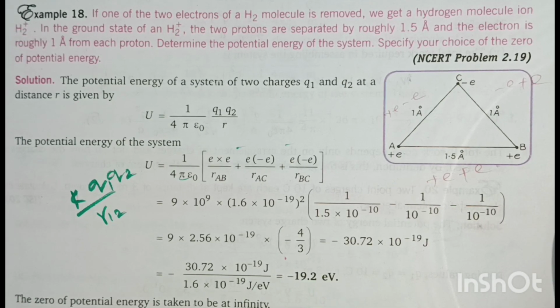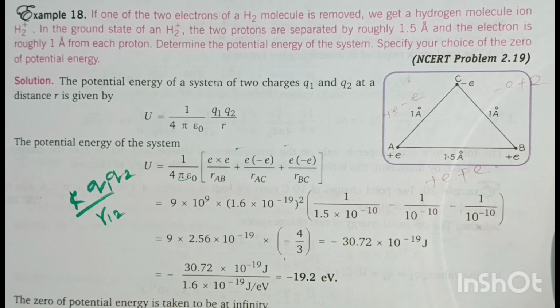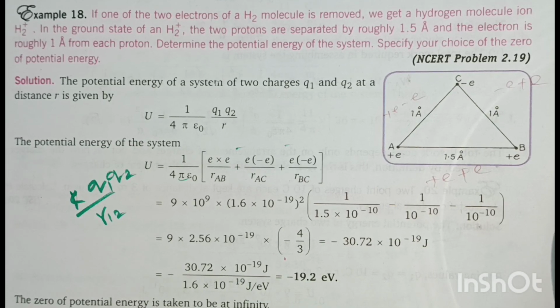The zero of potential energy is taken to be at infinity. We have already seen that at infinity the potential is zero.